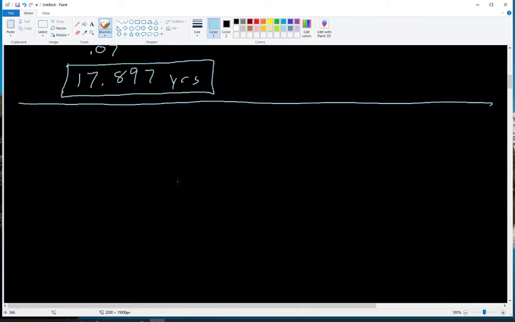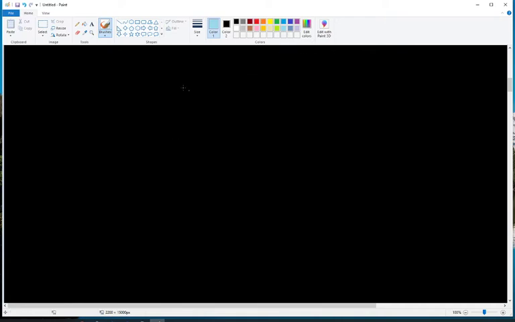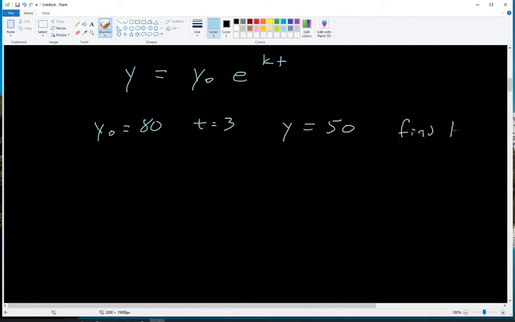So the second example we're going to look at is what if we have the equation y equals y naught e to the kt. And let's say they tell us y naught is 80, t is 3, and y is 50. And we want to find k. And we want to answer in terms of natural log.